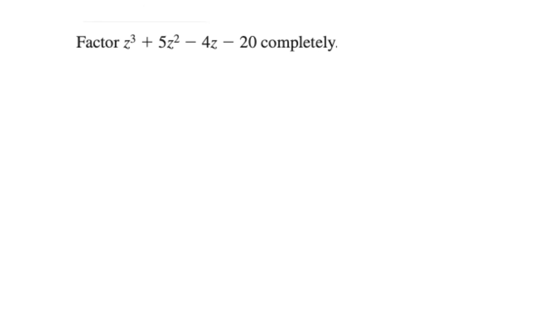So here's our last example. We can see we've got 1, 2, 3, 4 terms. And so we'll attack it just like we said before. We're going to group the first two terms. So we'll have a z cubed plus 5z squared. We'll put a plus sign. Then we'll group the second pair of terms, negative 4z minus 20.